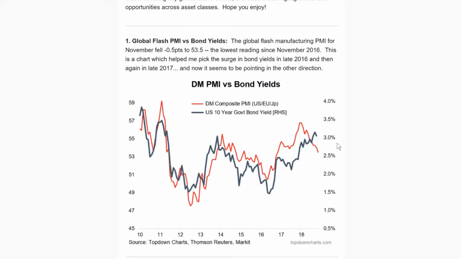Now this chart was really useful for me in picking the surge in bond yields in late 2016 and again in 2017. Those were pretty key calls at the time, and this was one of a few different charts, but one of the key ones that I was looking at then. And now it's going in the opposite direction. So it begs the question, if it was right on the way up, is it going to be right on the way down? I think this is going to be a key one to watch.